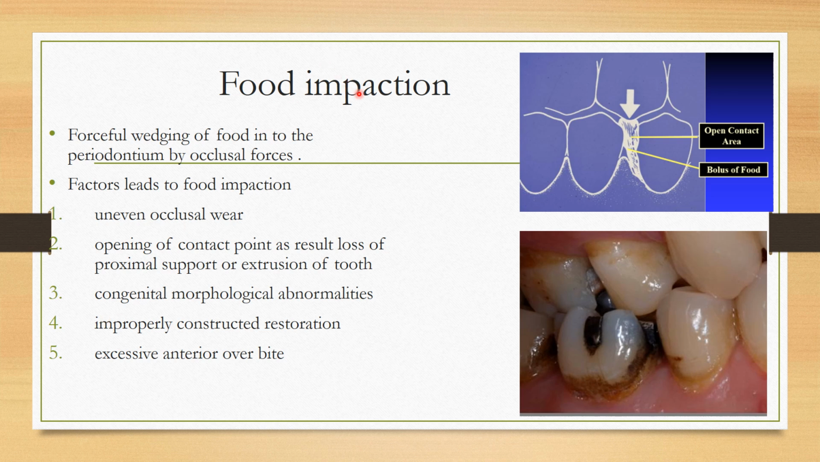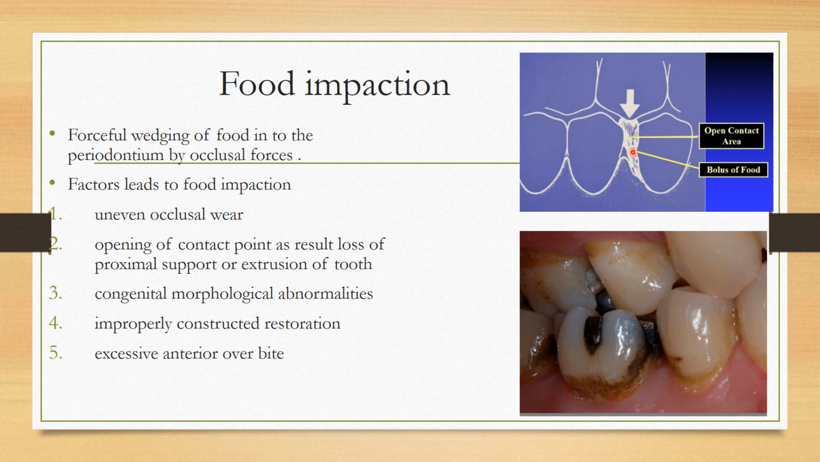impaction, food impaction. So you can see that in this picture there is an open contact in between the teeth, and this upper opposing tooth, having a plunger cusp, acts as an agent to wedge the food inside the space. So this is food impaction.